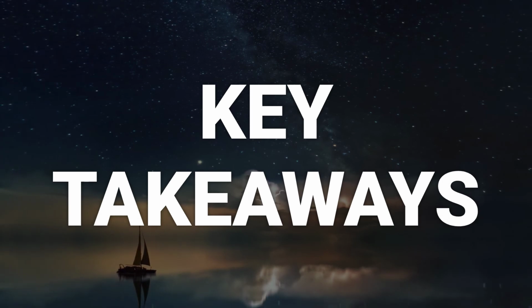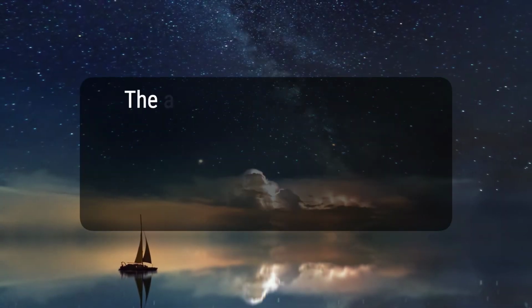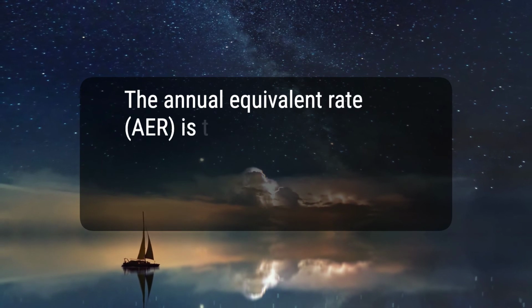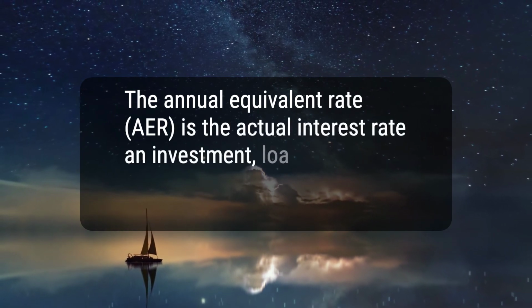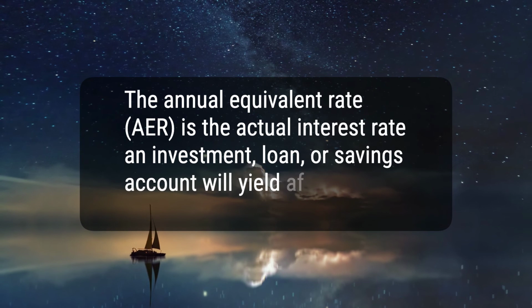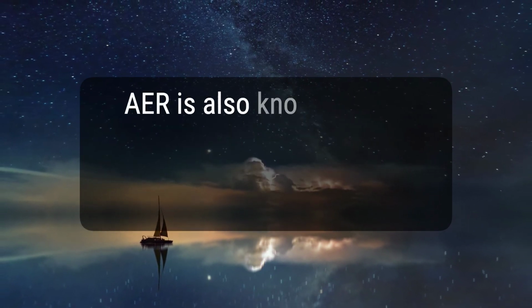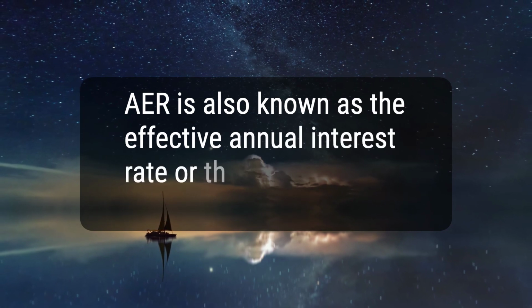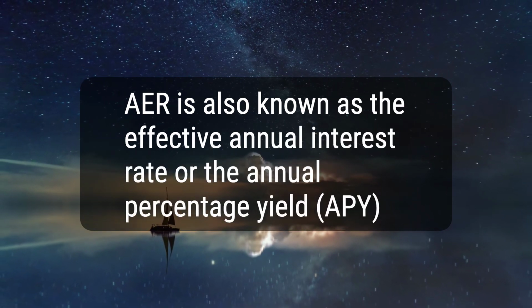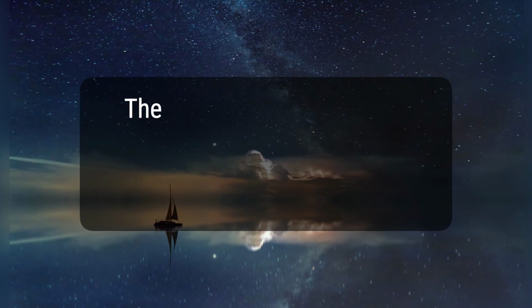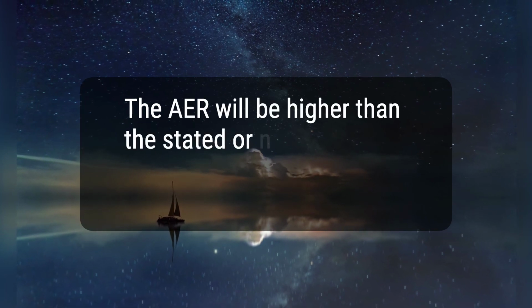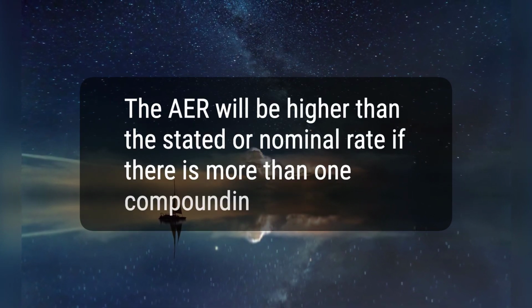Here are 3 key takeaways. 1. The annual equivalent rate, AER, is the actual interest rate an investment, loan, or savings account will yield after accounting for compounding. 2. AER is also known as the effective annual interest rate or the annual percentage yield, APY. 3. The AER will be higher than the stated or nominal rate if there is more than one compounding period a year.